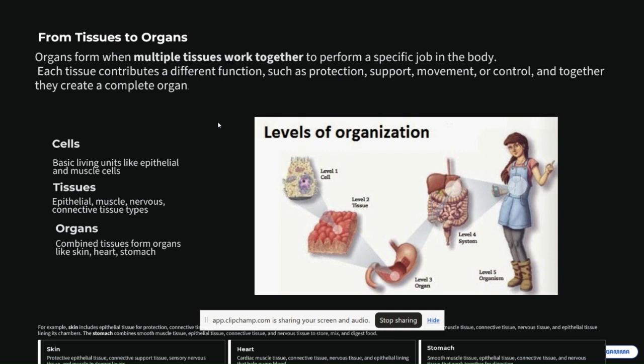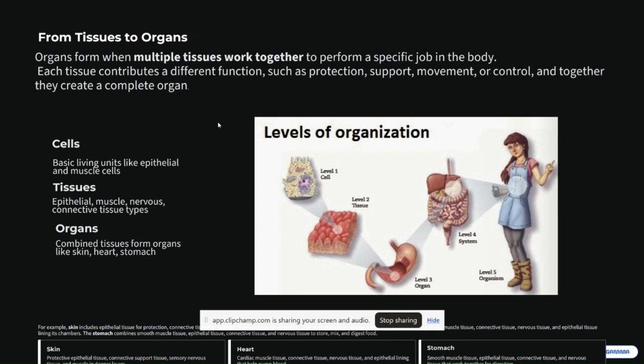So tissues are of various types: epithelial tissue, muscle tissue, nervous tissue, and connective tissue, and each tissue has a different role. They protect the body, they support the body, they move the body. So tissues have a vital role in our body.